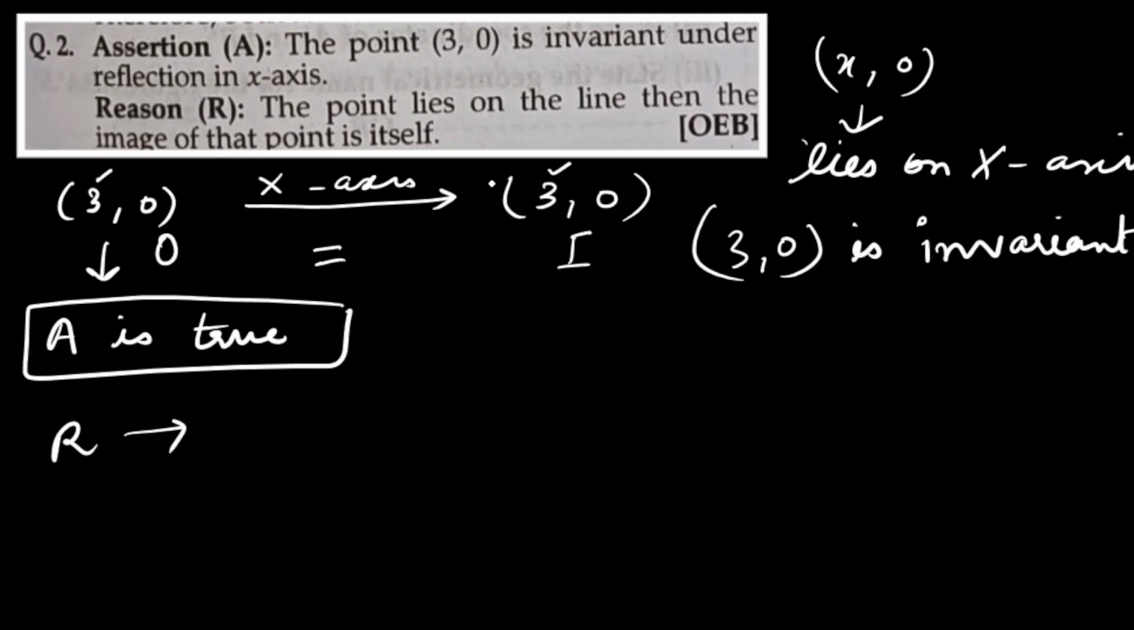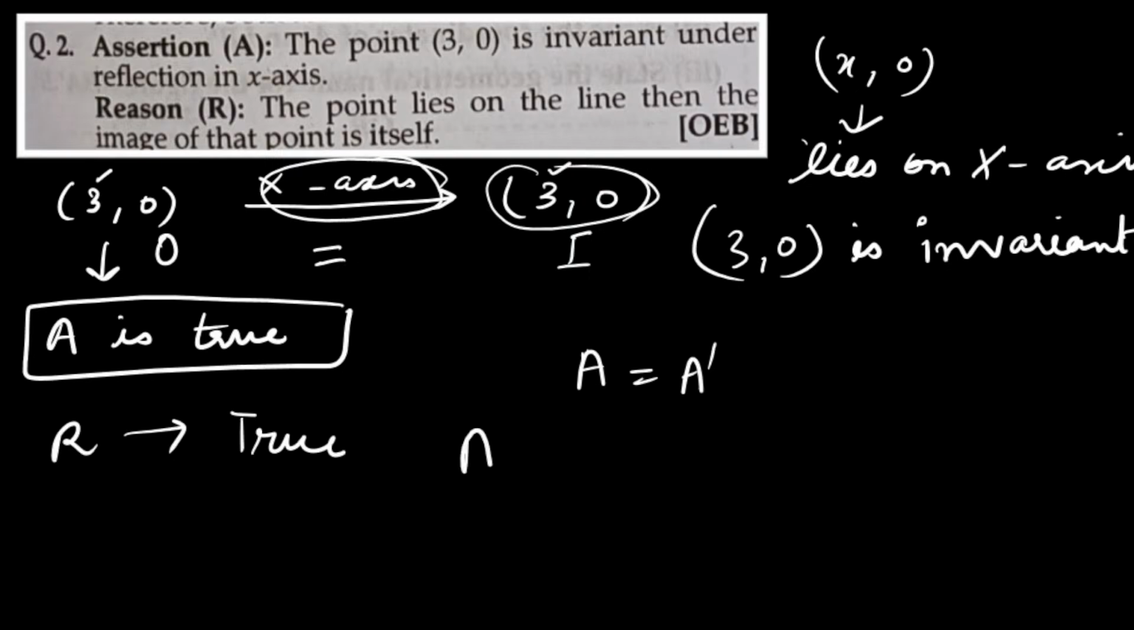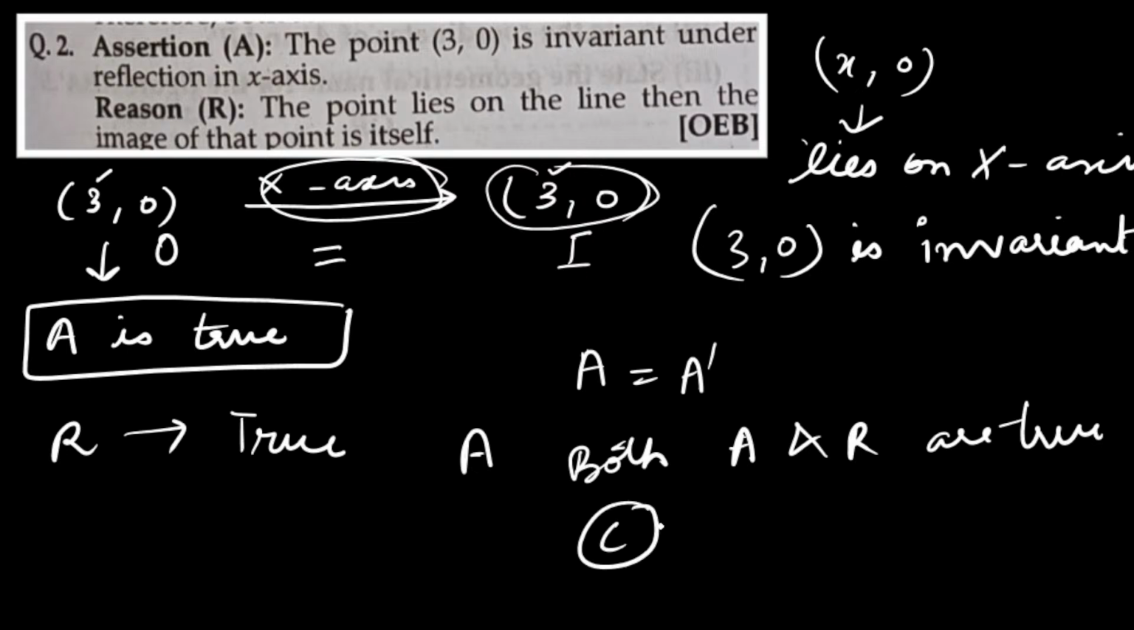So same thing I have explained also. The point lies on the line. So like this also, the point 3 comma 0 lies on the x-axis. Here also you can say the point is its image itself. So that means in these cases it is always true. Reason is also true. Whenever the point lies on that line, the point is always equal to its image. So here also A and R both are true. So which option then? Option C.